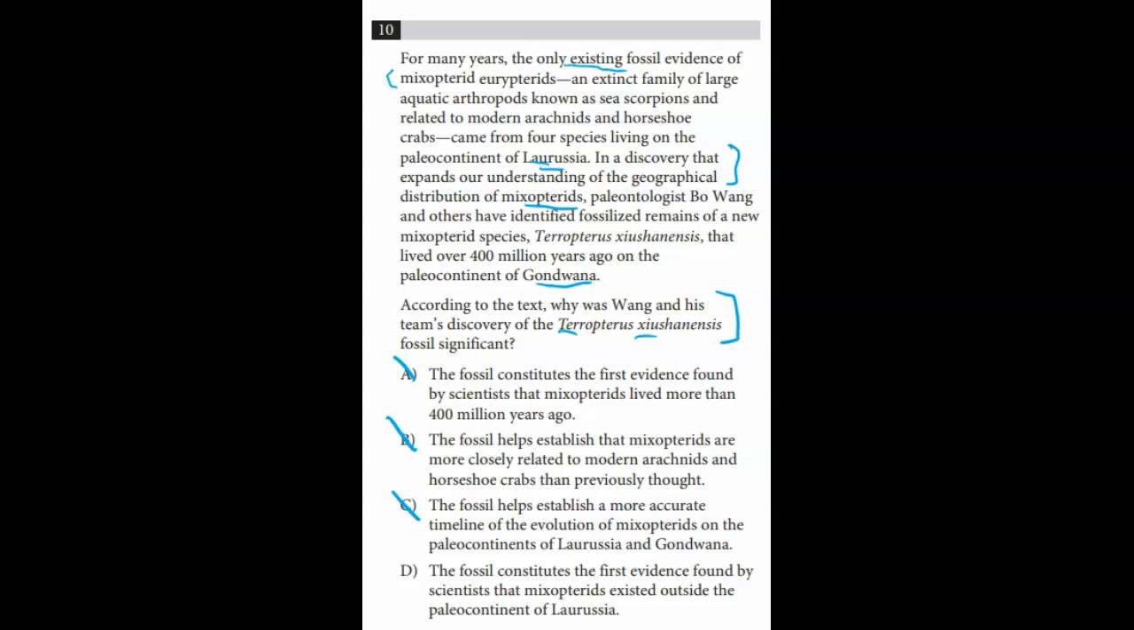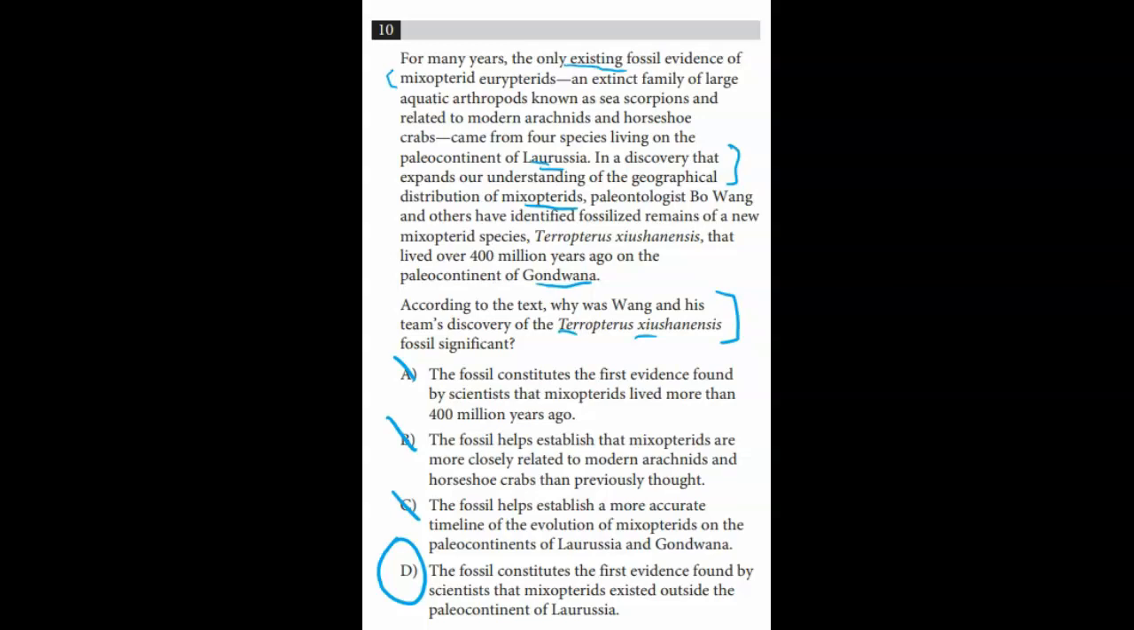"Fossil constitutes the first evidence found by scientists that mixopterids existed outside of the paleocontinent Laurussia." D is a much more likely answer. It mentions that because the big part of this was they were originally found on Laurussia. He found them on Gondwana.